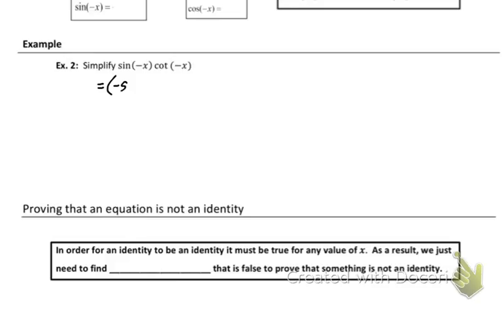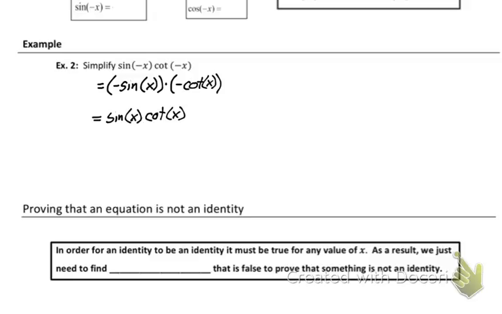Well, for sine, I can bring the negative sign outside, so we can say negative sine of x. And for cotangent, I can bring the negative out front as well. So I have negative cotangent of x. Well, a negative times a negative is a positive, so it's just going to be sine of x cotangent of x.